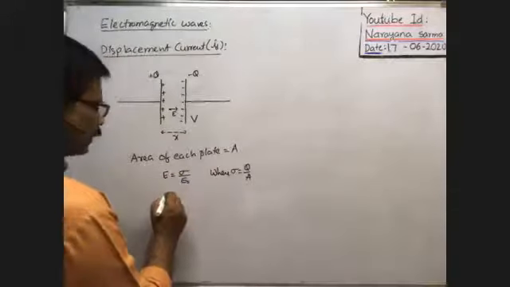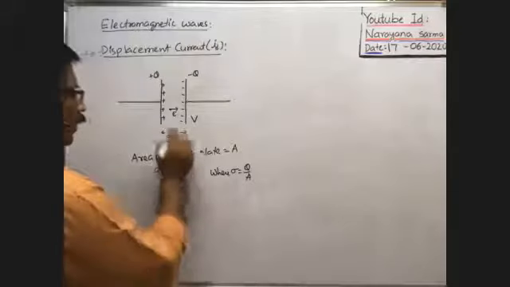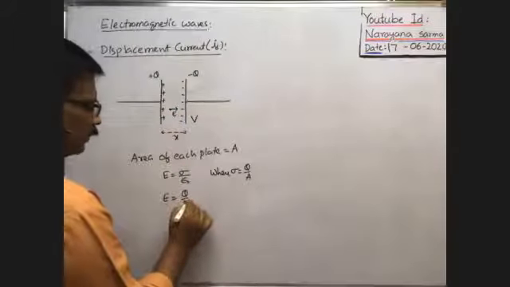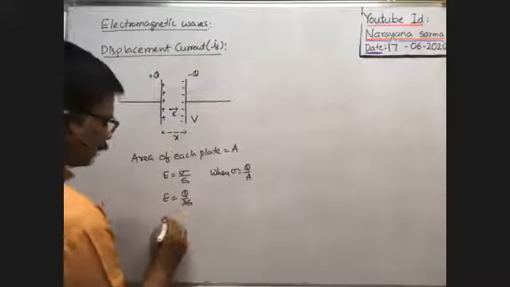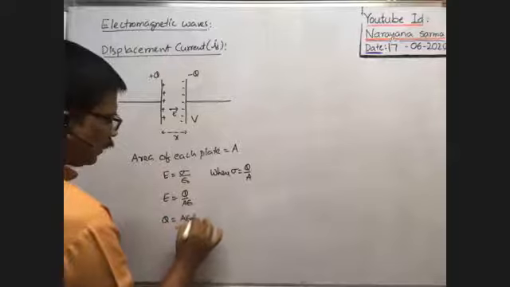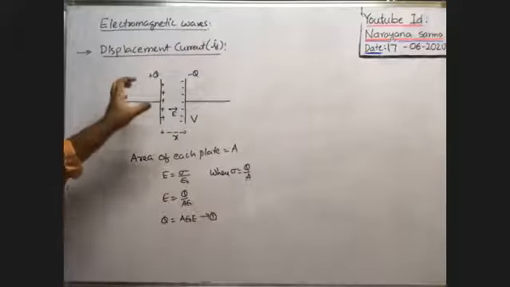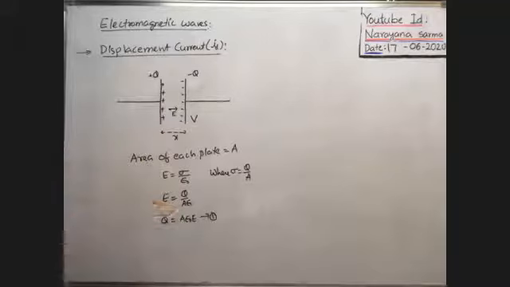Therefore, E is equal to sigma, means Q by area of the plate, that is, charge stored on each plate by area of the plate into epsilon naught. Therefore, the charge stored on each plate of the capacitor is equal to A epsilon naught into E. This is equation 1. Charge stored on each plate is equal to A epsilon naught into capital E.